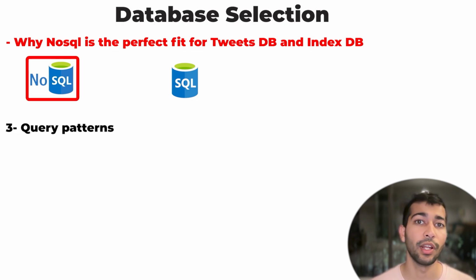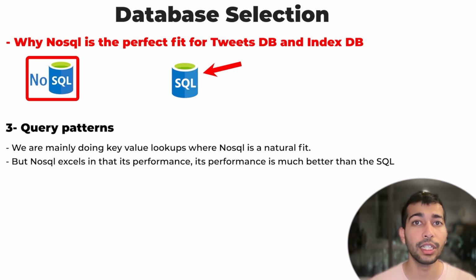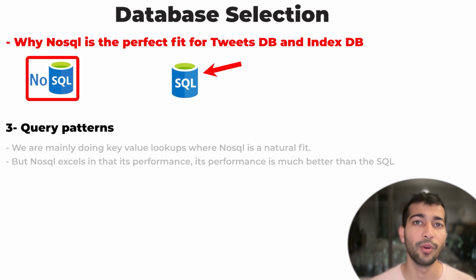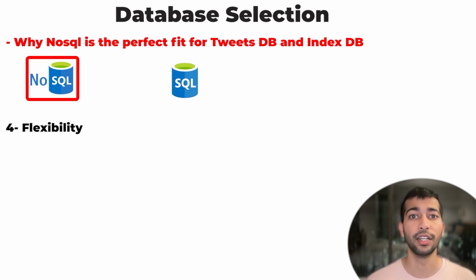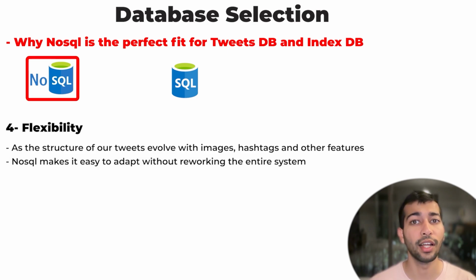Third one is simple query patterns. We are mainly doing key value lookups, where NoSQL is a natural fit. I mean, we can definitely do that in SQL databases as well, but NoSQL excels in that. Its performance is much better than SQL. And the last one is flexibility. So as the structure of our tweets evolves with images, hashtags and other features, NoSQL makes it easy to adapt without reworking the entire system. Let's now move on to the data modeling part.